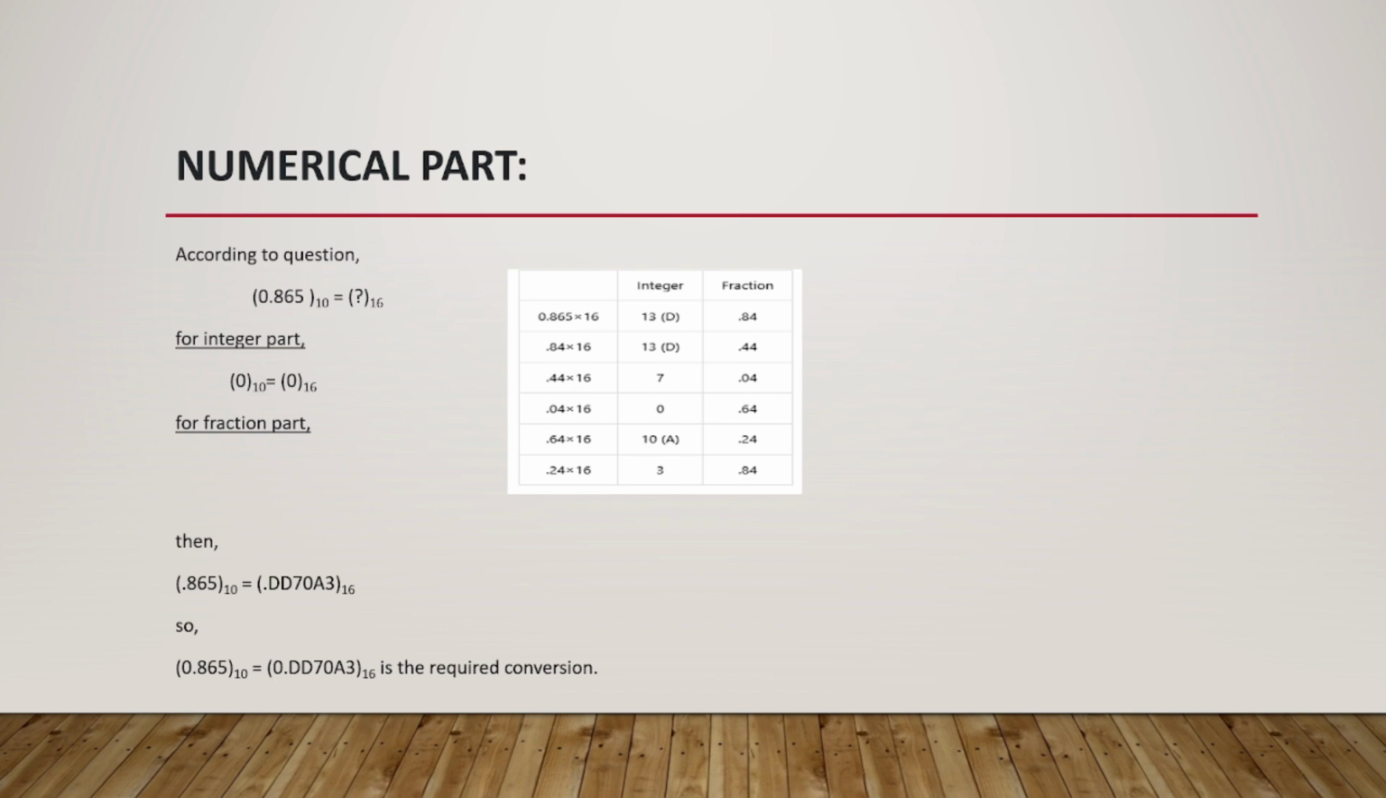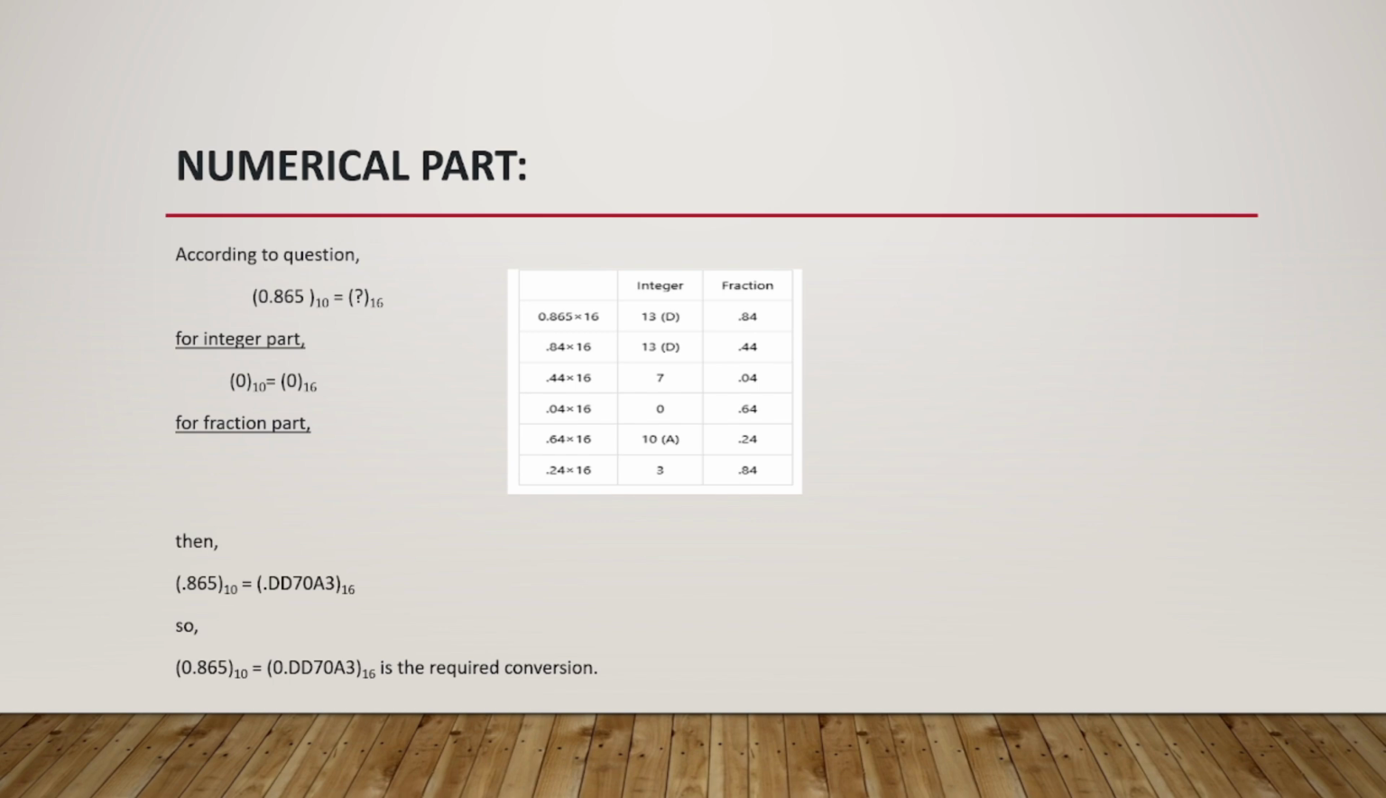Step-by-step conversion: 0.865 multiplied by 16 equals 13.84. 13 is the integer, so the first hex digit equals d. Fraction equals 0.84. 0.84 multiplied by 16 equals 13.44. 13 is the integer, so the second hex digit equals d.